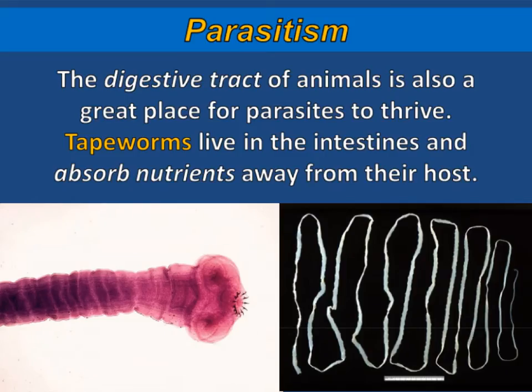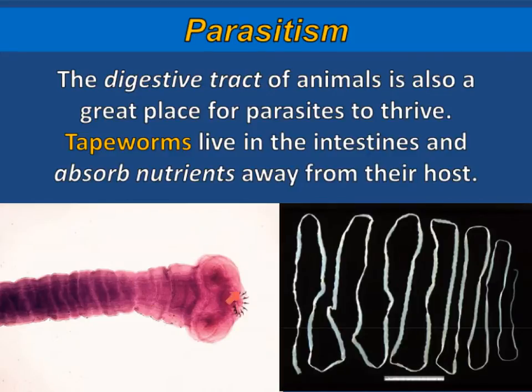All right, number 7. How do tapeworms hurt animals? Tapeworms can make your stomach feel really weird and give you diarrhea. It's not good for you. It's going to make you feel terrible, right? So anyways, the digestive tract of animals is also a great place for parasites to thrive, meaning to do really well. So tapeworms live in the intestines and absorb nutrients away from their host.